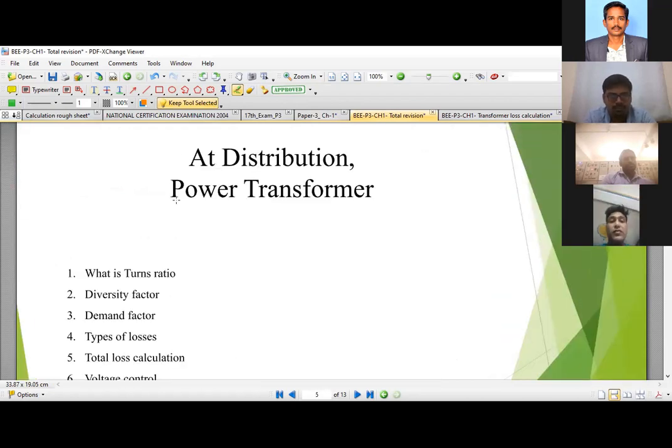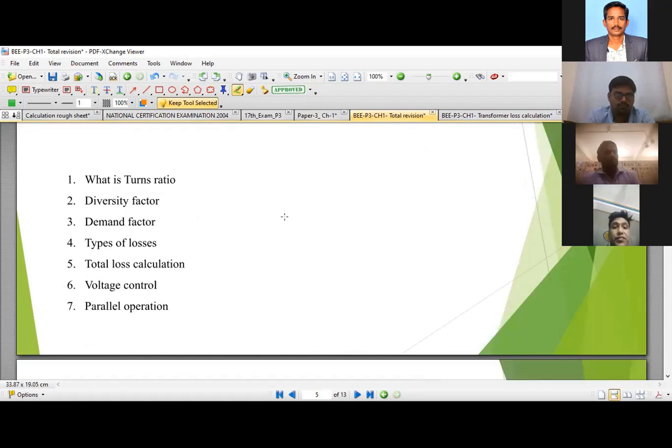And distribution power transformer, you know the transformer ratio. What is a transformer? How to calculate it? Turns ratio. V1 by V2 equal to N1 by N2. Okay, V2 divided by V1 equal to N1 divided by N2. Okay, and diversity factor.